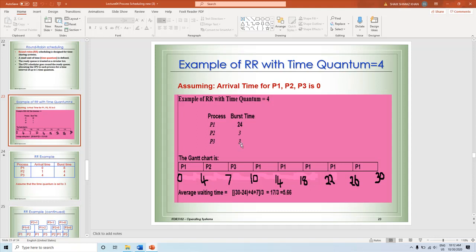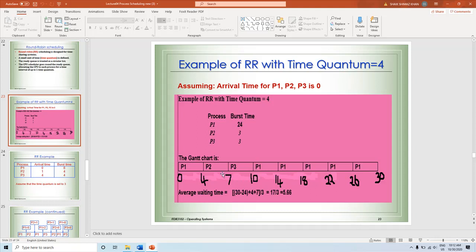Then P3 gets a chance, because the round robin would be behaving as FCFS. It would shift the control to the processes in FCFS order. The process 3 gets the chance third. Its burst time is also just 3 milliseconds, even though the time quantum is 4. It cannot hold the CPU until its time quantum because its burst time is smaller than the time quantum. So 7 plus 3 is 10.